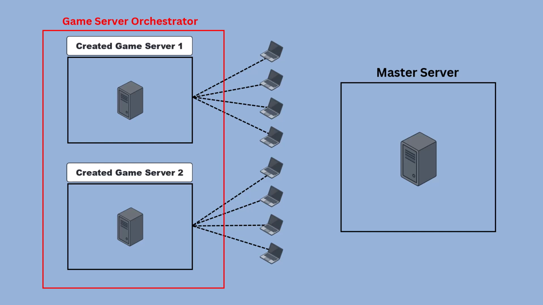It has a pool of powerful machines in a data center. These could be physical servers or, more commonly today, virtual machines in the cloud. The entire process is automated and happens in a matter of seconds. This is how games can scale to millions of players simultaneously, because for every new match, a new isolated server is created on demand and then destroyed when it's no longer needed.